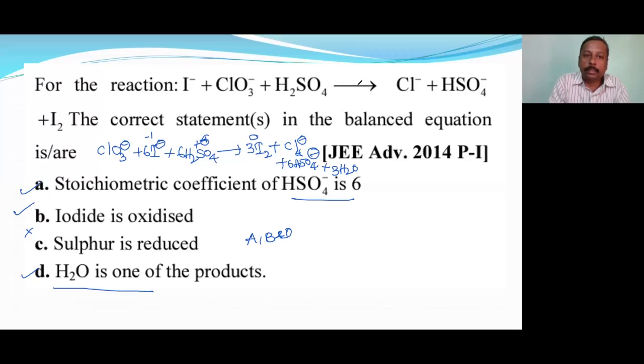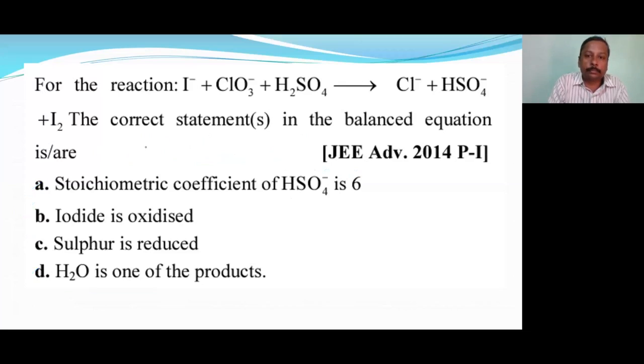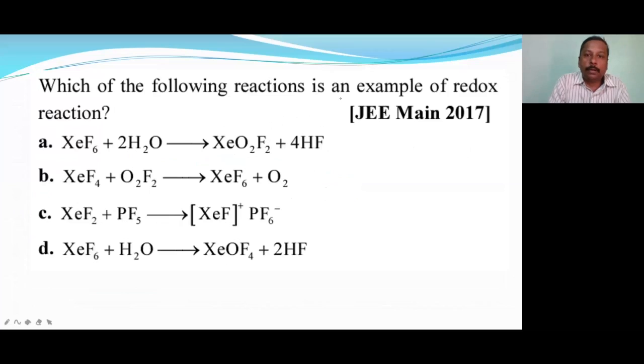Now let's see the next part. Which of the following reactions is an example of a redox reaction? This is a mains question. So you should identify which element is undergoing oxidation. Both elements should undergo oxidation and reduction. Try yourself and I will tell you the trick.